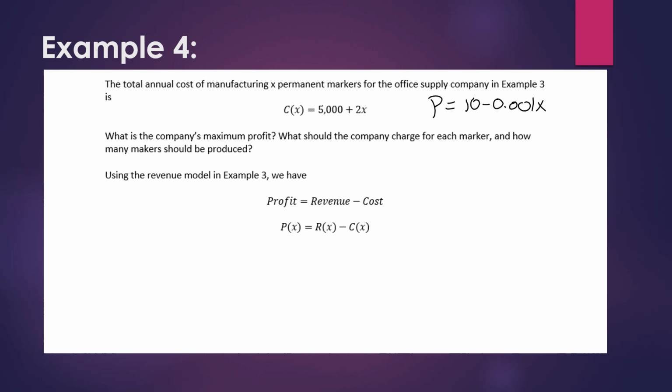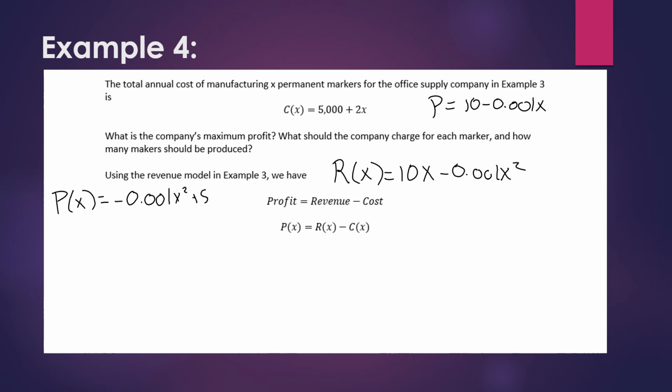So yeah, in our last problem, we had the revenue. We said that our revenue was 10x minus 0.001x squared. So if I want to find my profit, I'm going to do R of x minus C of x. And when I do that, I get my profit, P of x. It will be negative 0.001x squared plus 8x minus 5,000.